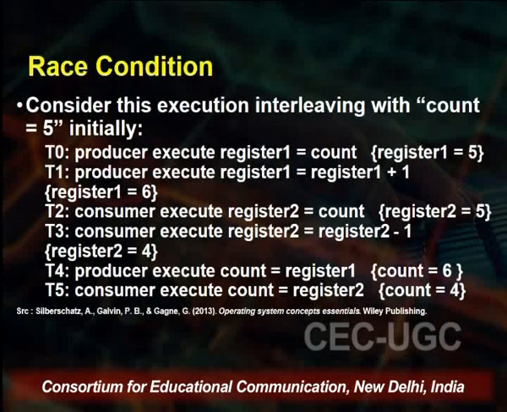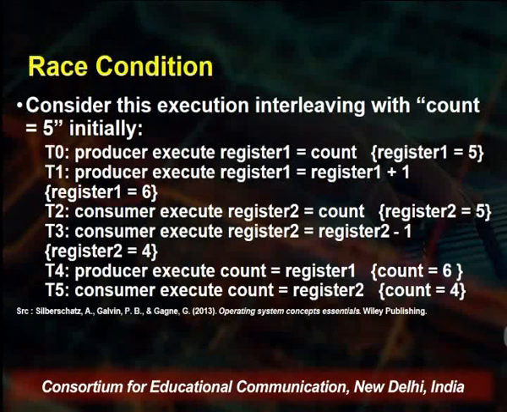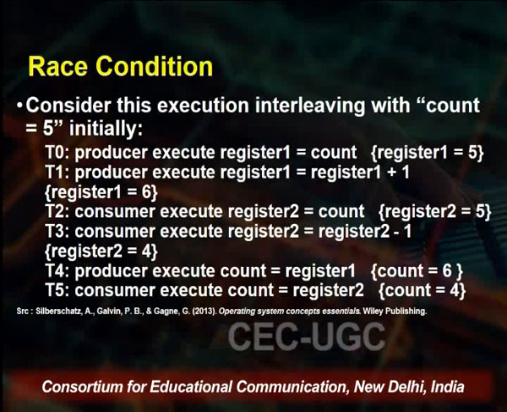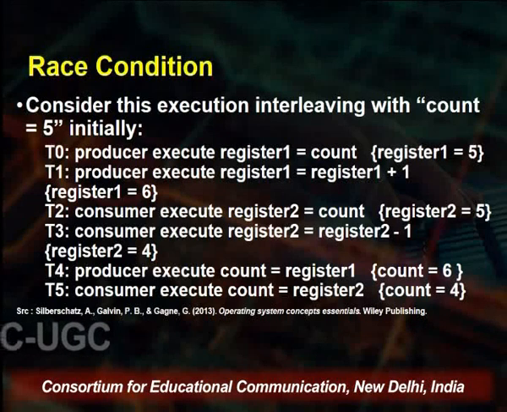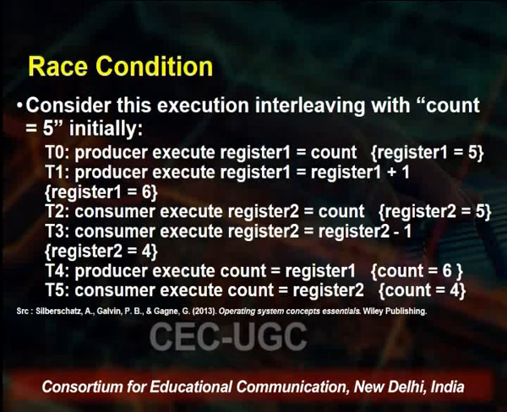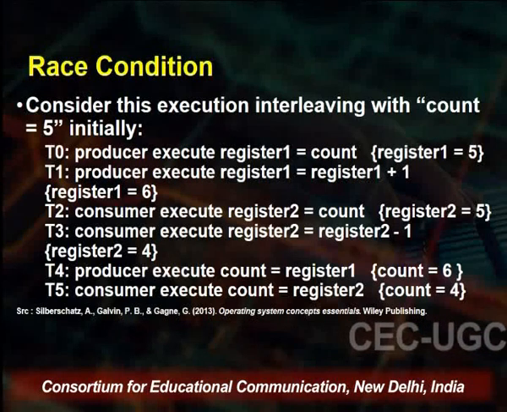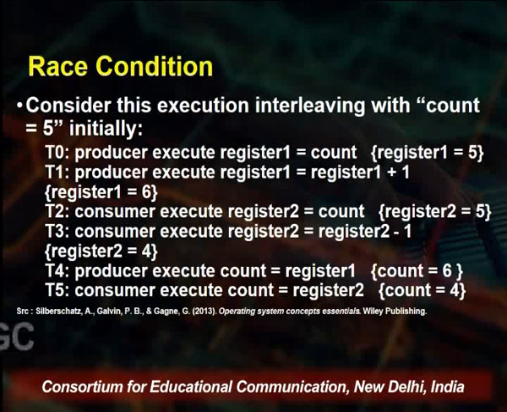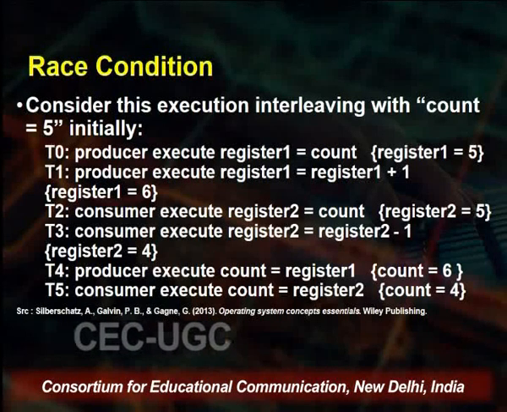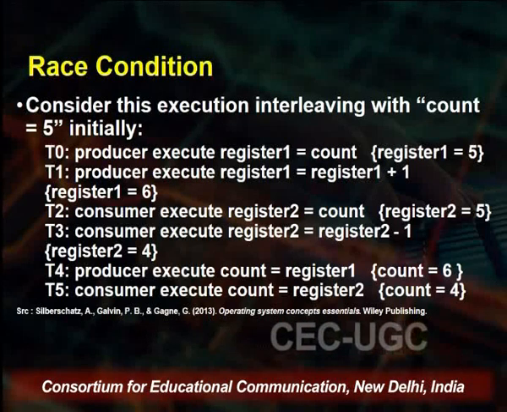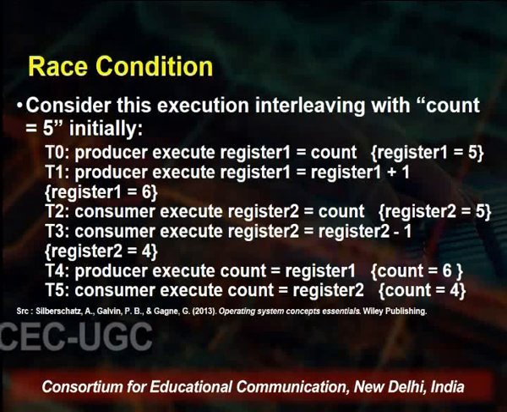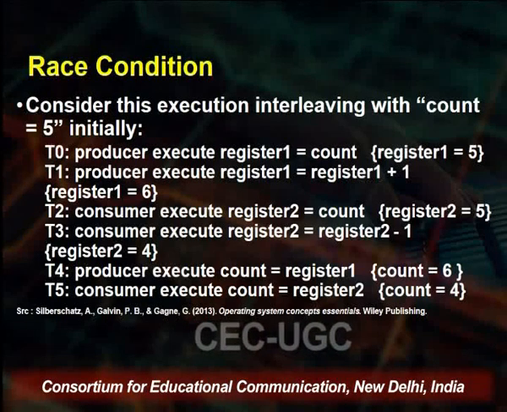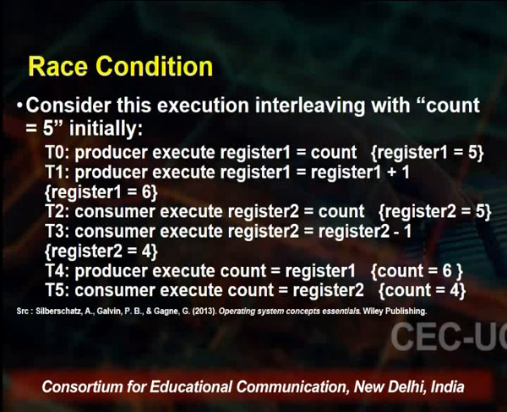Now when we are talking about interleaving execution, that is, concurrent execution of the producer and the consumer, where producing and consuming the data happen concurrently, let us see how the value of count is going to differ. Initially, say count is equal to 5. When the first execution happens, the producer is going to execute register 1, so the producer is going to add one value to the count.